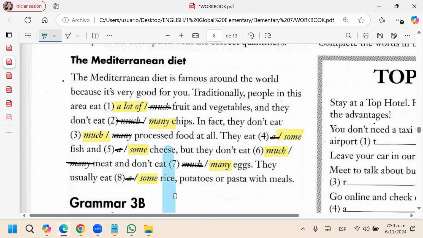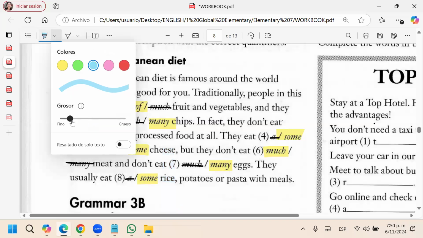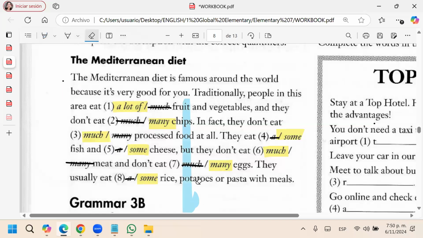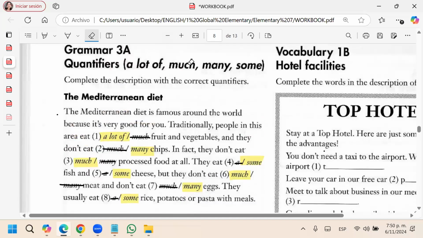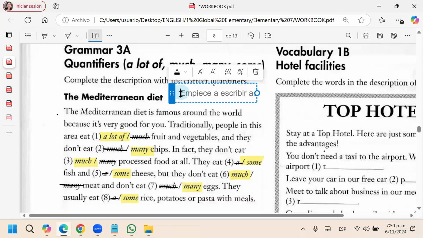Let's go with the countable and the uncountable. Wait. Teacher, is it possible to say much fruit or no? Yeah, much fruit. Yes, of course. Both, a lot of and much. Yeah, both. But much and many are more commonly used for questions and negative sentences. A lot of is more commonly used for positive sentences. But yes, I can use much or a lot of with fruit. Fruit is uncountable. So let's go with the countable first.